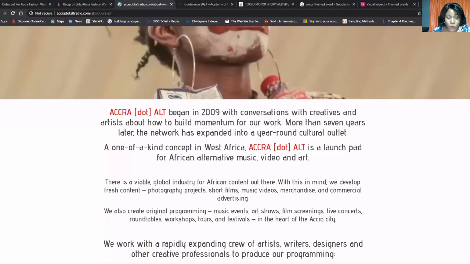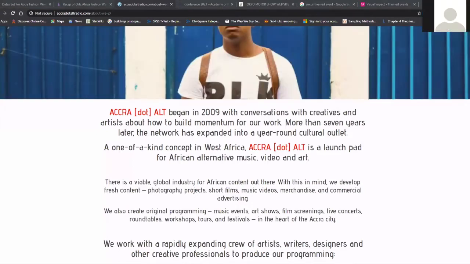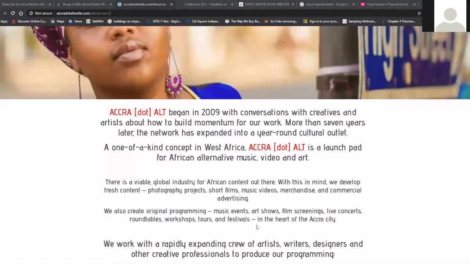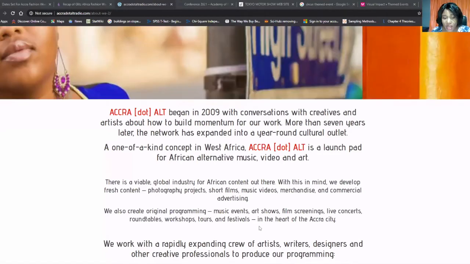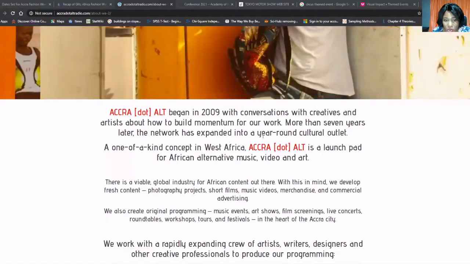Okay, so I'll give you a clue. Read the first sentence and then tell me what you find out from there. Yes, I think creative art. Okay, but what did the creative artists do? From the sentence, what did it say they did? Okay. They began in 2009 with what?